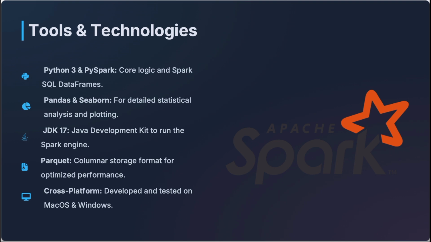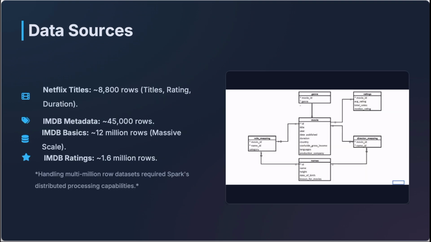Okay, so let's talk about the data we used. We had four main sources. First, a Netflix dataset with about 8,800 rows, but the real challenge came from IMDb. We used their metadata, ratings, and the massive IMDb basics file, which has around 12 million rows. Handling a file that big is exactly why we needed the power of Spark.